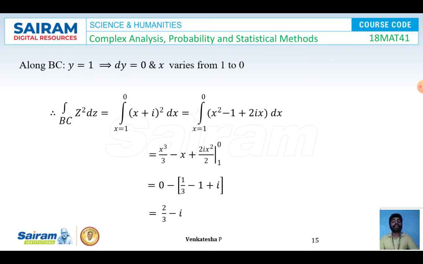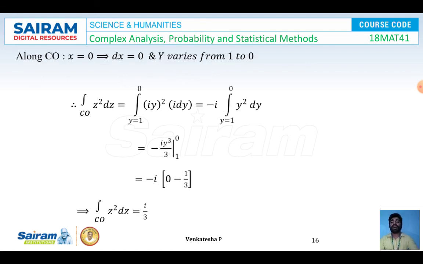So we got the integral x from 1 to 0 of x square minus 1 plus 2ix dx. So it will become x cube by 3 minus x plus 2ix square by 2 with the limit 1 to 0. Now after applying the upper limit, it will become 0. For the lower limit, it is minus of 1 by 3 minus 1 plus i. So I got the value 2 by 3 minus i for this region.